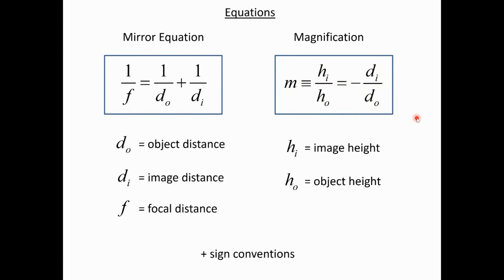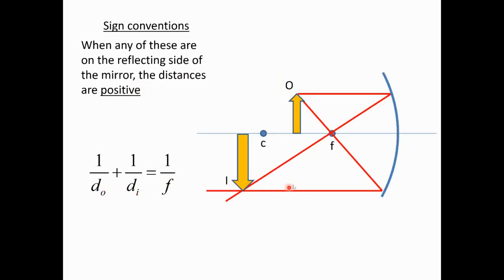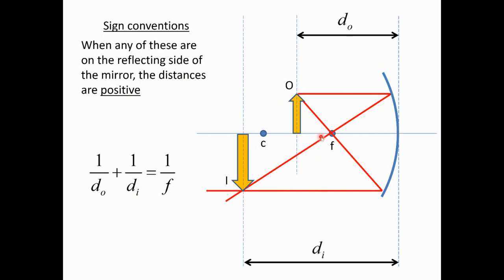But there are sign conventions. And so for mirrors, when any of these numbers, d_o, d_i, or the focal length are on the reflecting side of the mirror, they're positive. Right? So in this case, we have a concave mirror. The reflecting side is here. So this distance is the object distance measured from where the mirror hits the axis. There's the image distance, and there's the focal point. All these are positive numbers for mirrors.